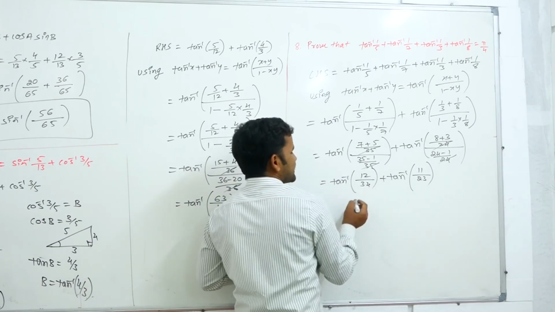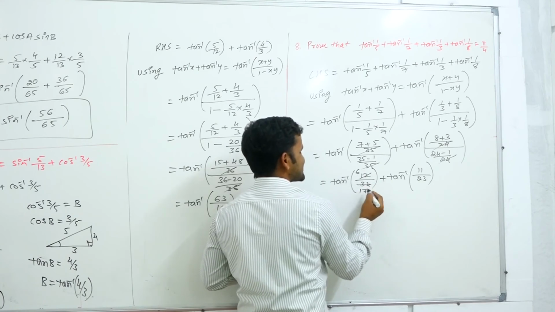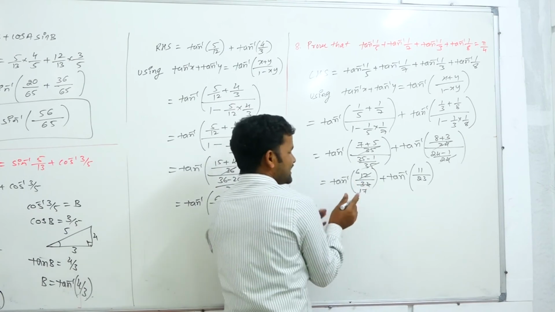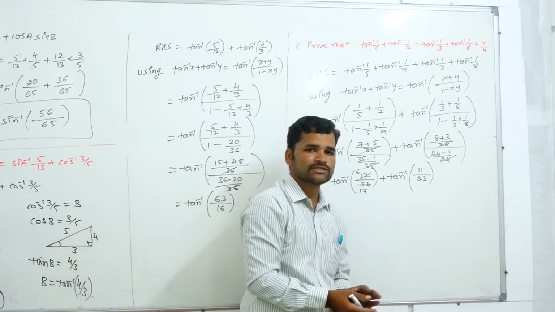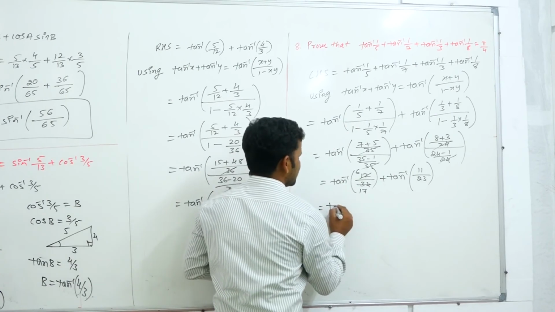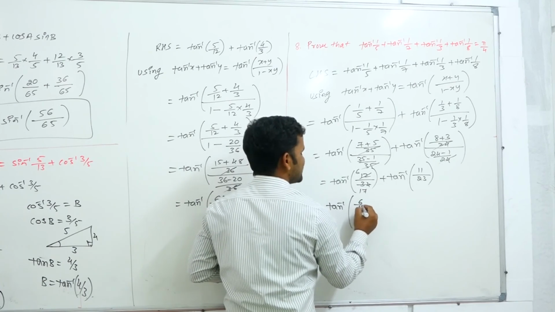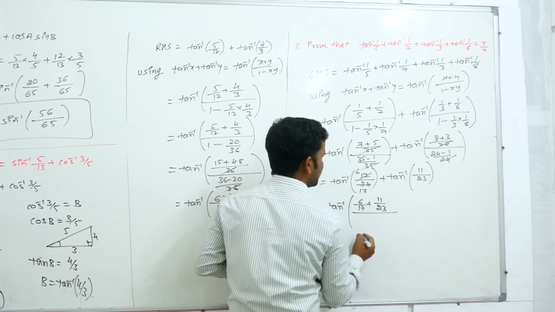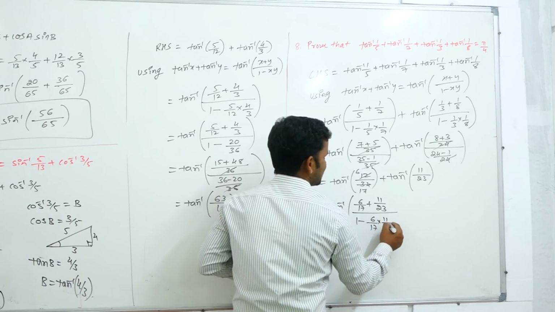There is a common factor, we can cancel it. 2 6s are 12, 2 17s are 34, so we can cancel that. Now it is like tan inverse of a plus tan inverse of x plus tan inverse of y. Once again we are using that formula. According to that formula, this is tan inverse of x, meaning here 6 by 17 plus 11 by 23 whole divided by 1 minus of 6 by 17 into 11 by 23.